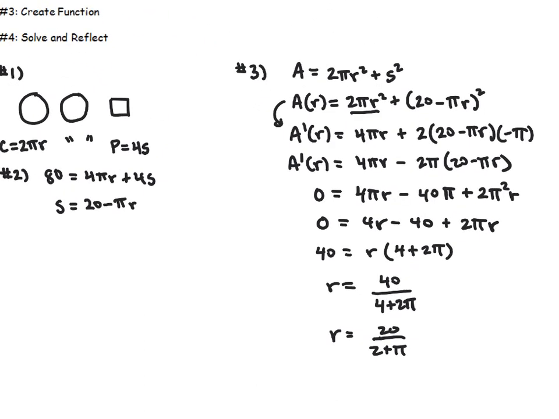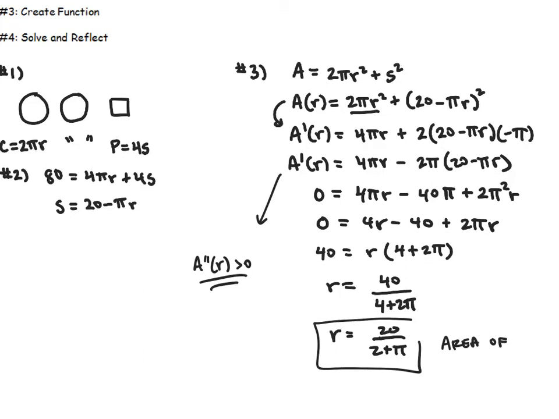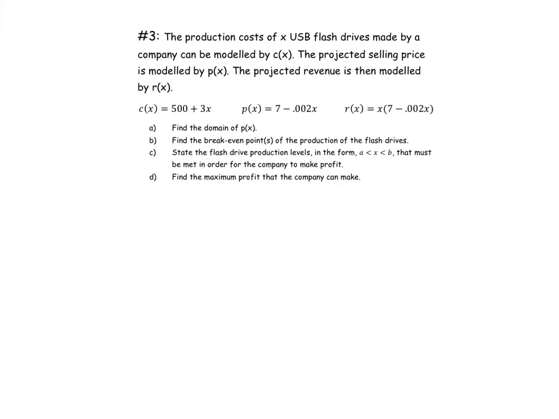Again, I didn't show the second derivative test here. However, if we have a minimum here, then A double prime would have to be greater than 0, and I'll leave that up to you to verify. But again, here's a different scenario for an optimization problem. I'll just finish it off: when r is equal to this, the area of the 3 objects is minimized.